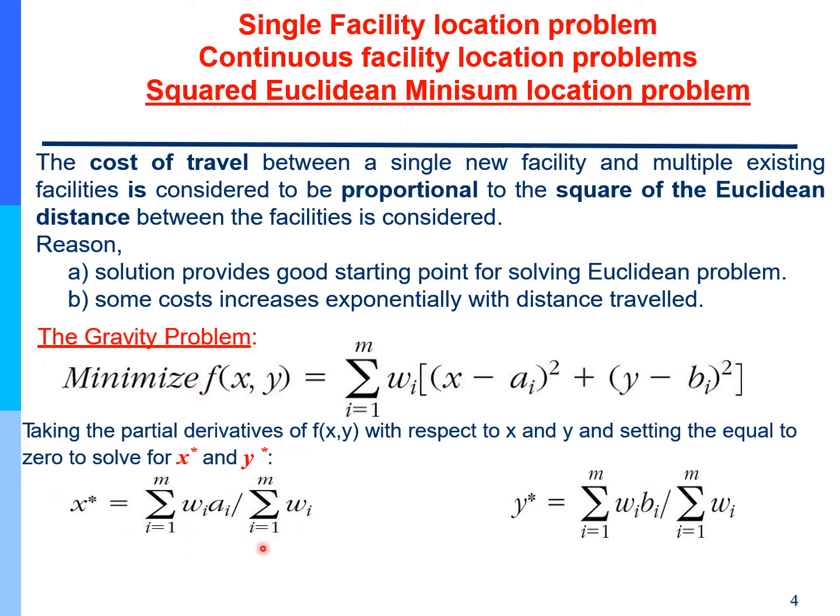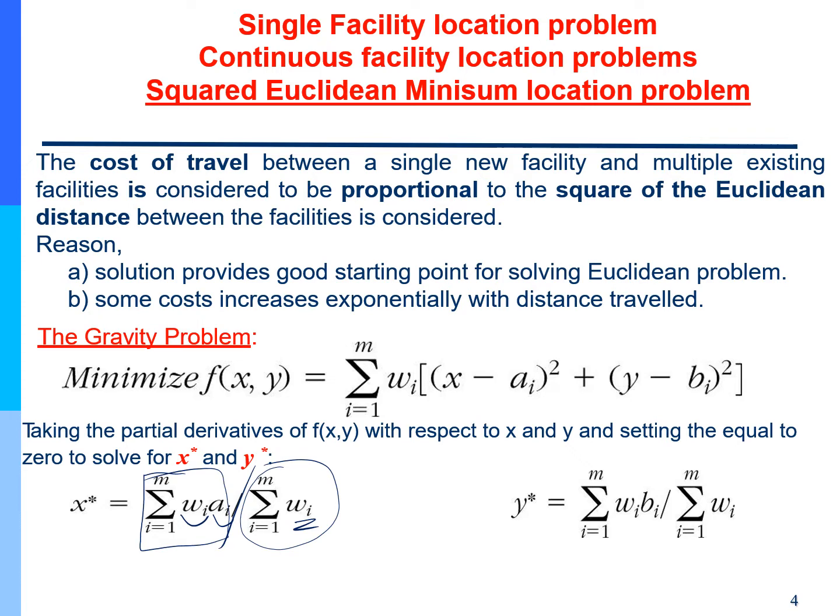So the optimal x coordinate is equal to this. When you look at such a formula at the beginning, it seems very complex, very difficult to understand. But actually it is not. Look what we are doing. We are multiplying the weight of a facility with its x coordinate and adding these up for all facilities, and then dividing that value by the sum of all weights.